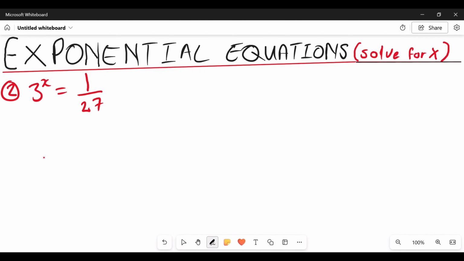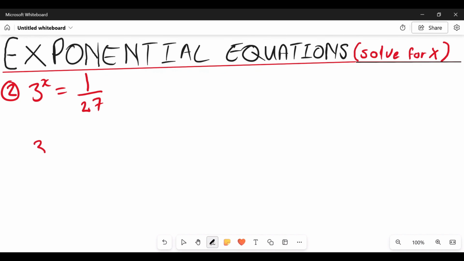Here is our equation 2 then. Now, let's look at it. We have 3 to the power of x equaling 1 over 27. Now, here we have the prime number, which is 3, as our base to the power of x. And on our right hand side, we have 1 over 27. This 27 here, we also need to break it in terms of our prime number. All right, let's do it.